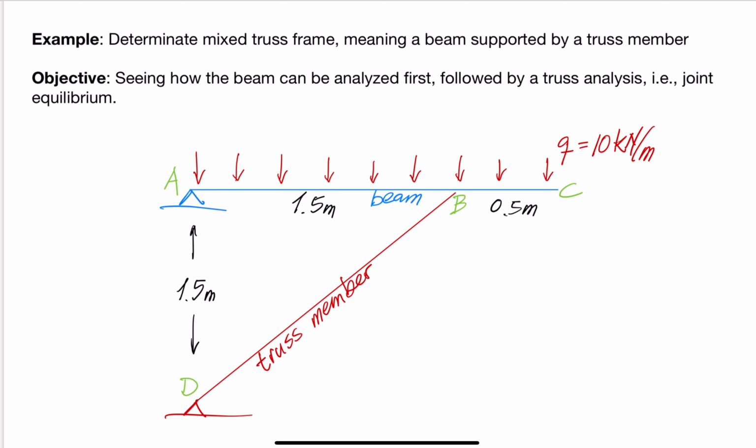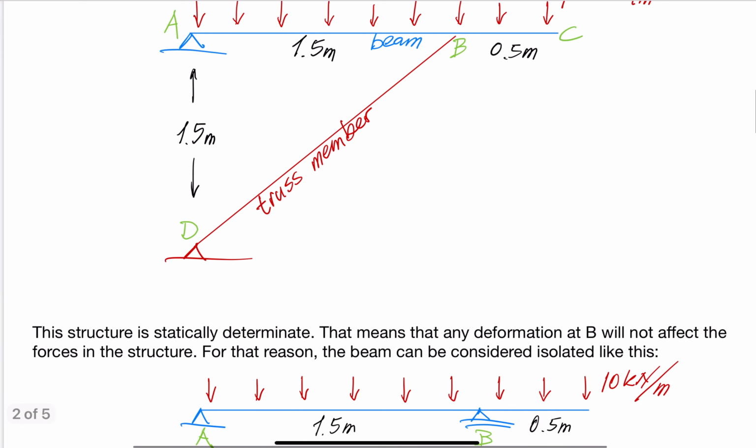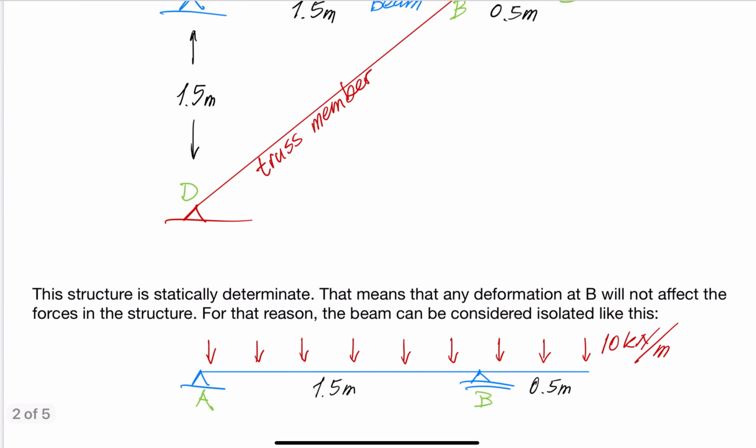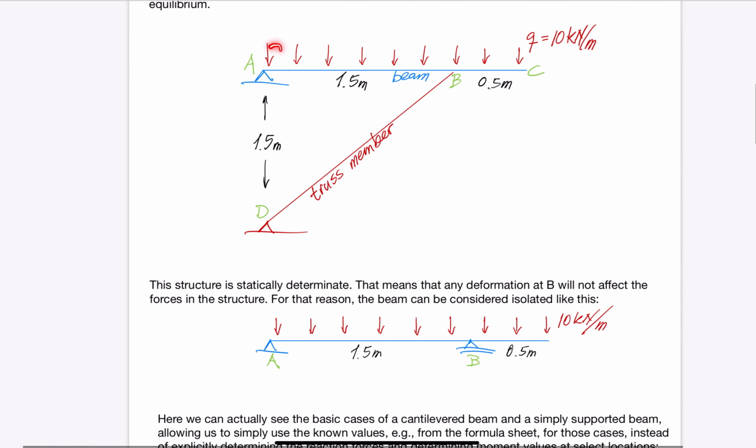Physically, the fact that the structure is determinate means that any vertical displacement at point B due to shortening of the truss member will not affect the bending moment diagram and shear force diagram of the beam. This is a key characteristic of determinate structures. It is because of that fact that we can isolate the horizontal beam as shown in this figure. It is supported by a pin support on the left-hand side and by the truss member at point B. Not only that, we also recognize a cantilevered beam and also a simply supported beam, once that cantilever has been addressed. This point harks back to other videos in this short course on equilibrium.